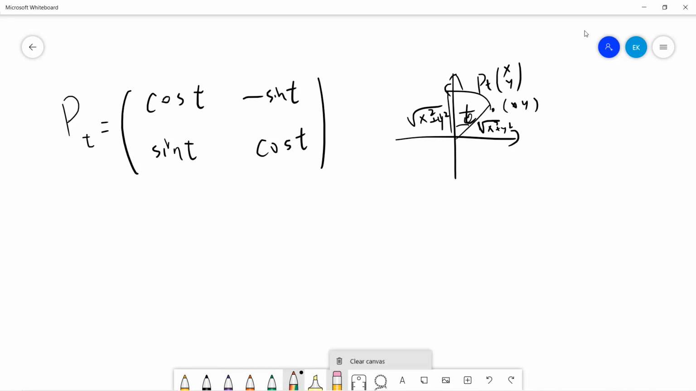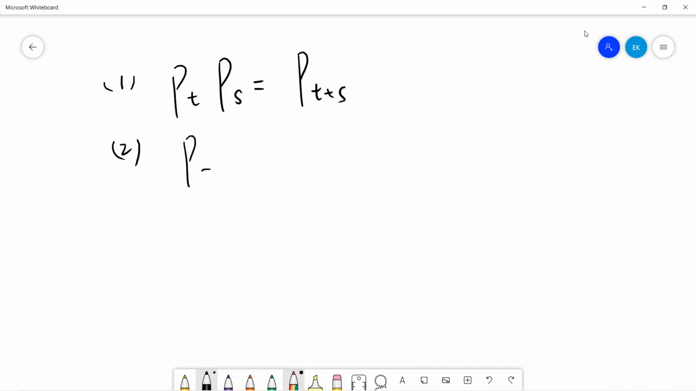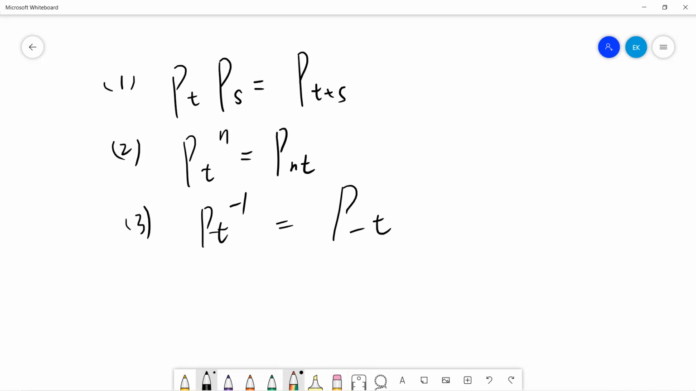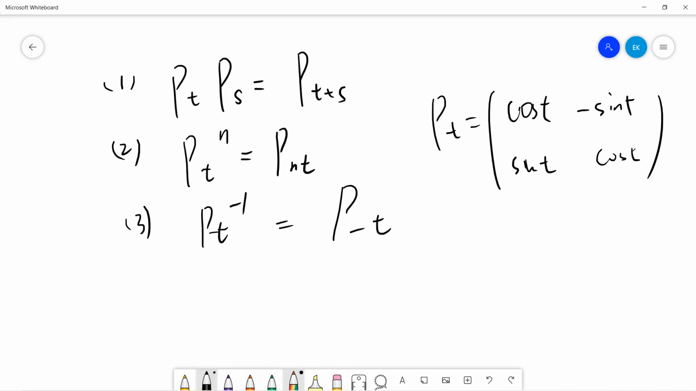Basically, we want to prove the following three things. The first is that P of t times P of s is P of t plus s. The second is that P of t to the n is P of n t. And the third is that P of t inverse is P of minus t. Remember P of t is cosine t, sine t, negative sine t, cosine t. So let's quickly prove it.